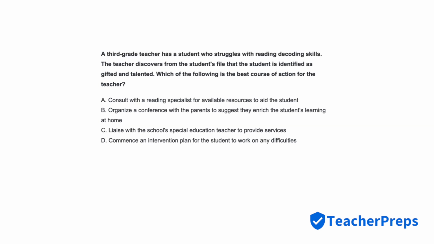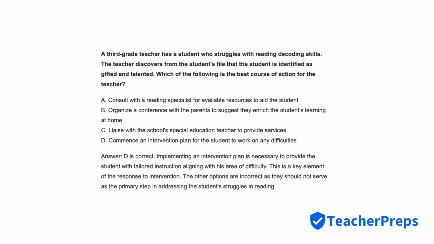A third-grade teacher has a student who struggles with reading decoding skills. The teacher discovers from the student's file that the student is identified as gifted and talented. Which of the following is the best course of action for the teacher? Answer D is correct. Implementing an intervention plan is necessary to provide the student with tailored instruction aligning with his area of difficulty. This is a key element of the response to intervention. The other options are incorrect as they should not serve as the primary step in addressing the student's struggles in reading.